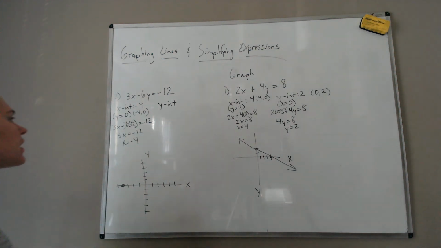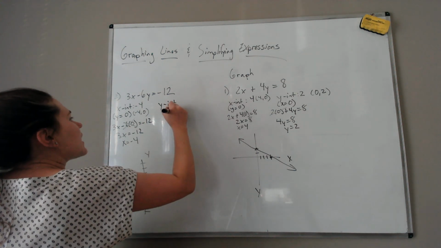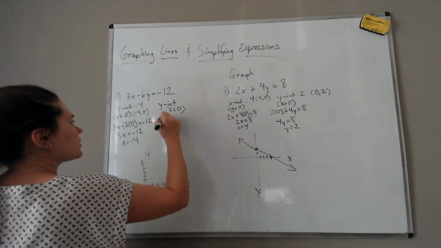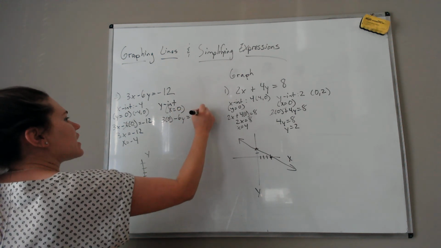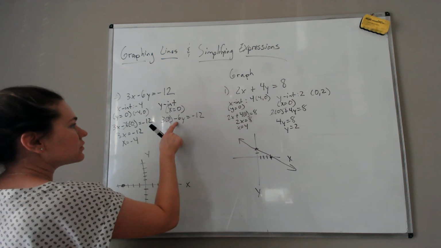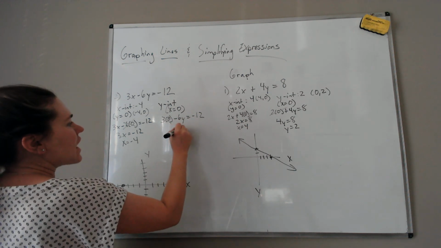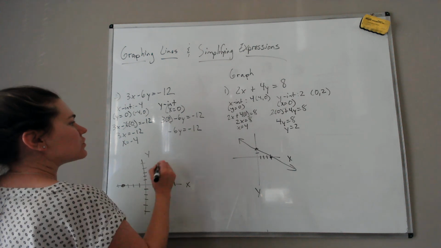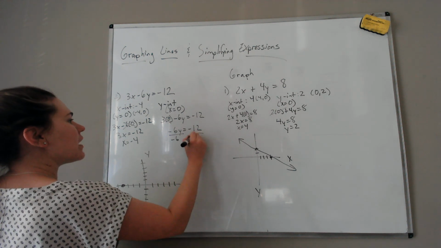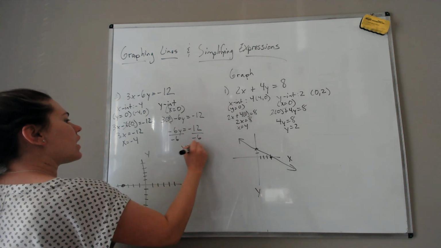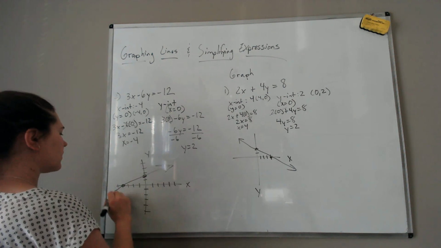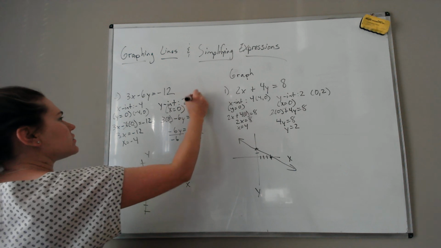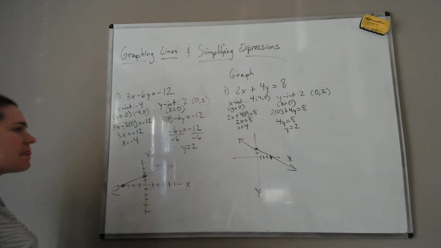And the y-intercept, we let x be 0, so it's going to be 3 times 0 minus 6y equals negative 12. This goes away. Notice what you still have. You have negative 6y equals negative 12. Divide by negative 6, and y equals 2. So you plot that and connect. The y-intercept is 2. That's a point 0, 2, and there it is.